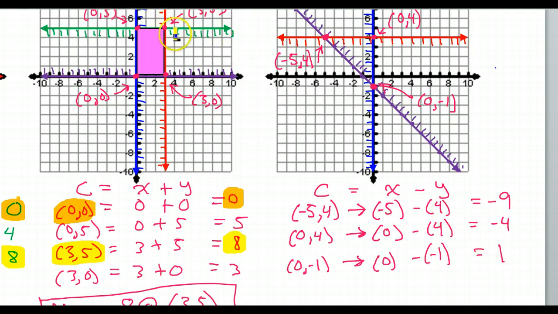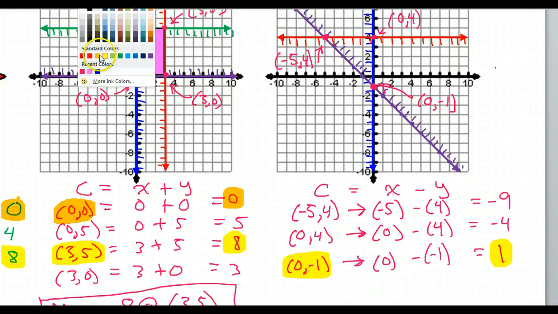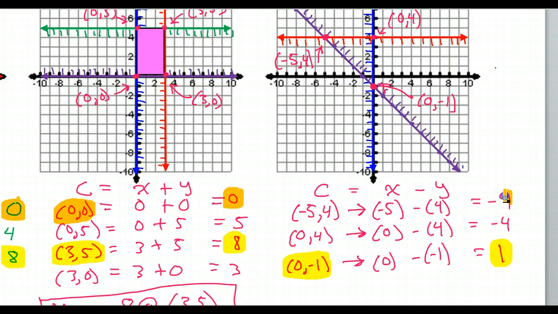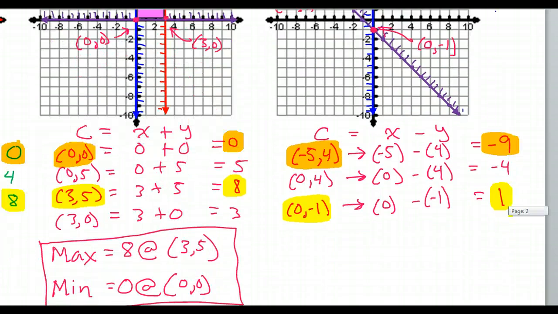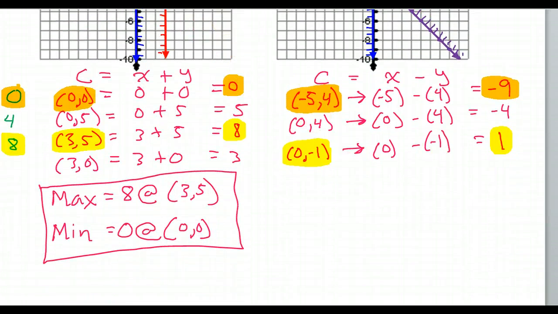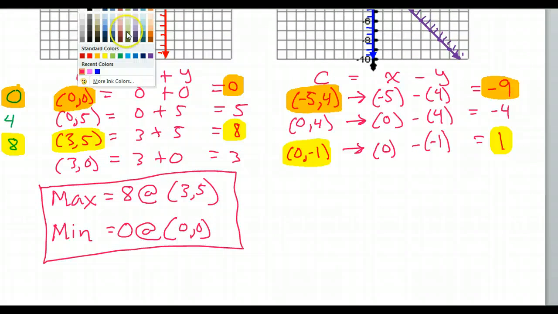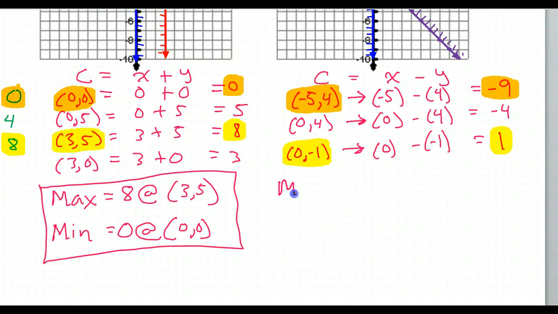Okay, so that means we have a maximum value of 1. Not much of a maximum, but even a small positive number is bigger than any negative number. And that came from this point right here. And then we have a minimum value of negative 9, which came from this point right here. So you can go ahead and record your answer like this.